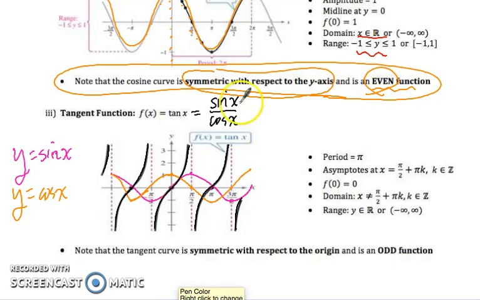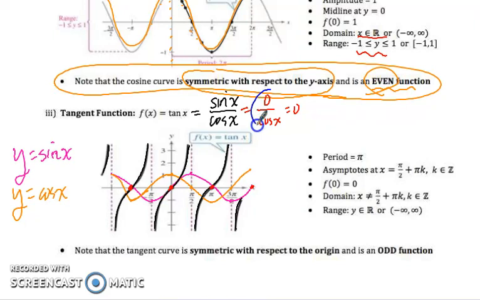So here, every time sine is equal to 0, well, 0 over anything is going to equal 0. So every time sine is 0, that means my tangent curve has to equal 0. So every time this pink curve goes through the x-axis, my tangent curve has to go through the x-axis as well.